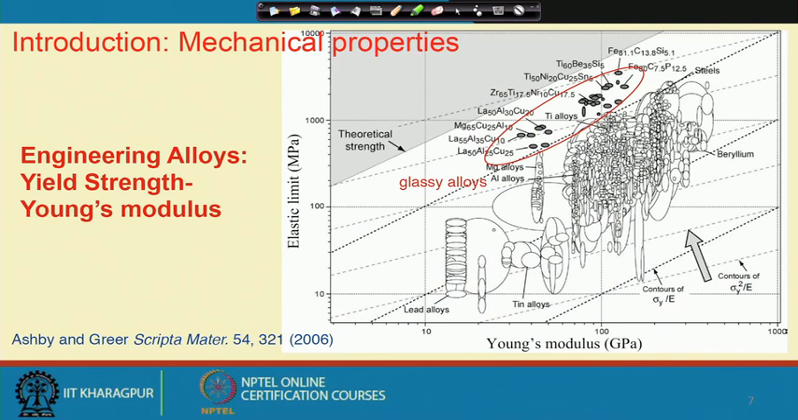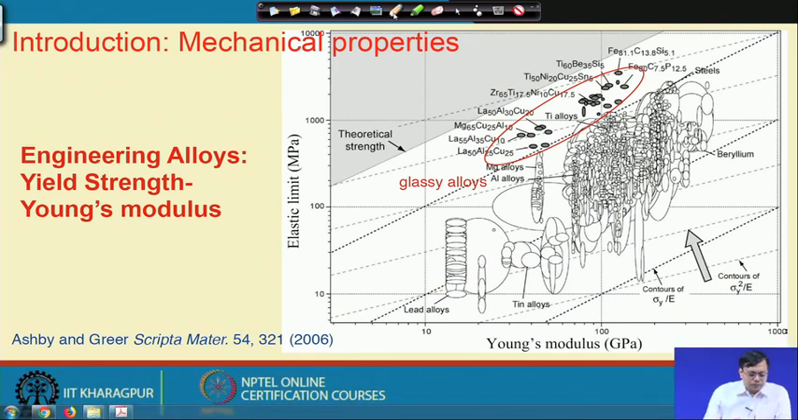Now, another very simple plot if we look at here, this is the elastic limit, which basically means yield strength, versus Young's modulus plot. And here you see that the conventional engineering alloys like lead alloy or tin alloy or, let us say, the titanium alloys and so on, they are all occupying some space in this map, and the higher the Young's modulus, the higher the elastic limit. Elastic limit means yield strength in megapascal.